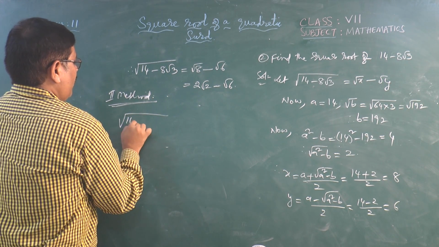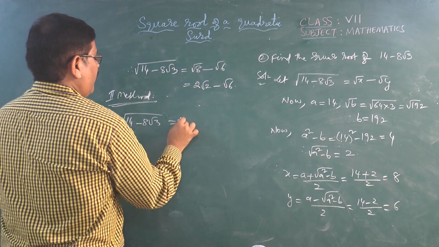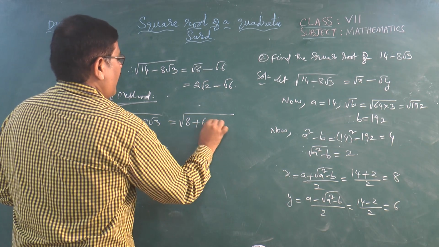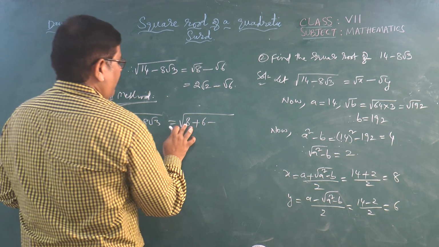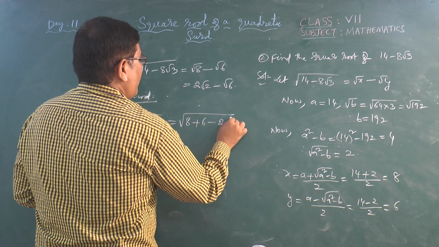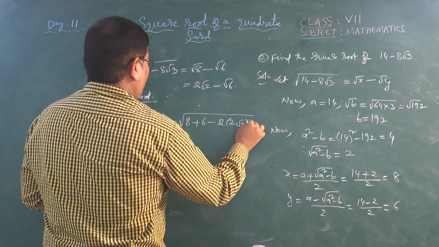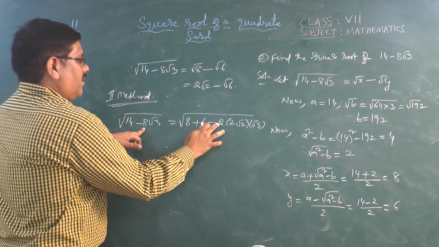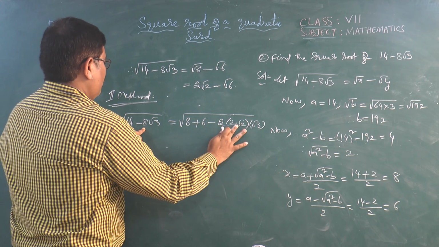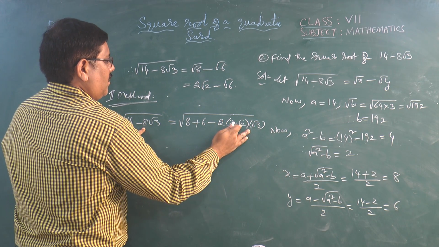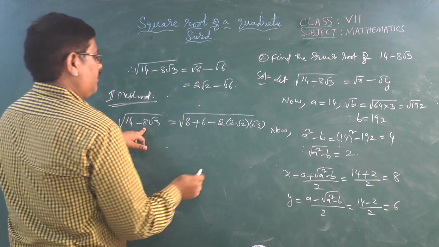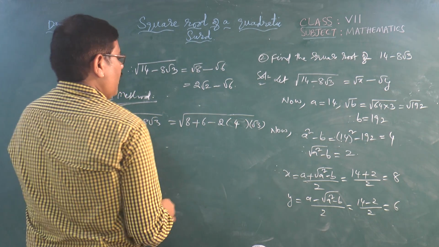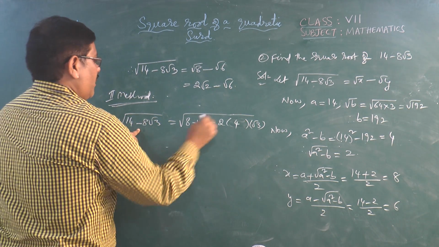Root over 14 minus 8 root 3. That is going to be root over, see here we can write it as 8 plus 6 minus. So 8 root 3, how to convert it? 8 means 2 root 2. So 2 times 2 root 2 into root 3. See 8 root 3, that is 2 2s are 4, 4 2s are 8, okay. So I better write it as 2 times of 4. Okay. 8 root 3 I am writing as 2 times of 4 into root 3.